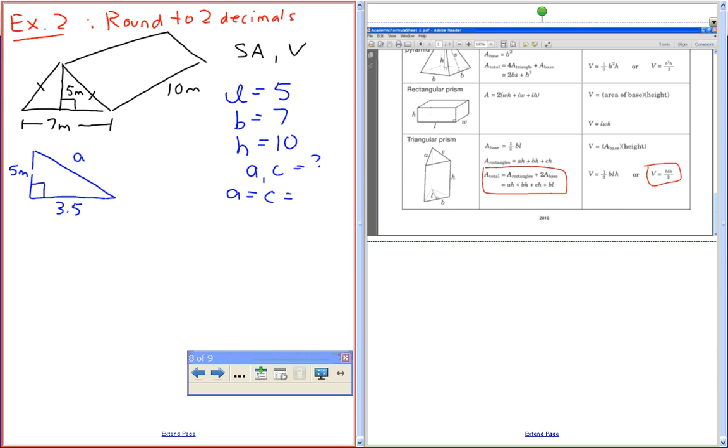Great. So we're going to do this right on. It's going to be 5 meters squared plus 3.5 meters squared equals A squared.